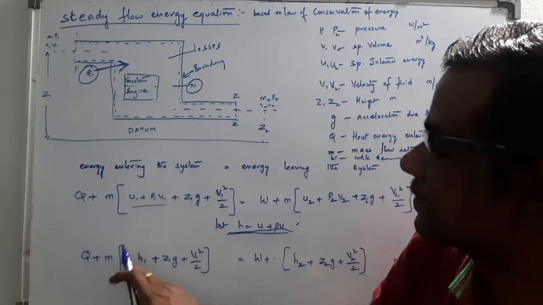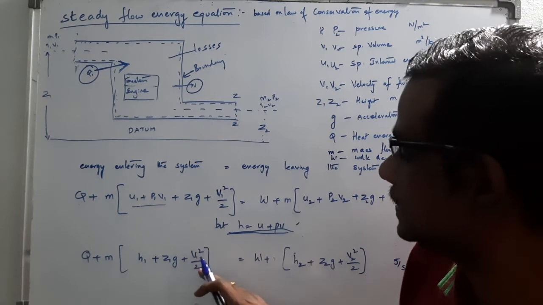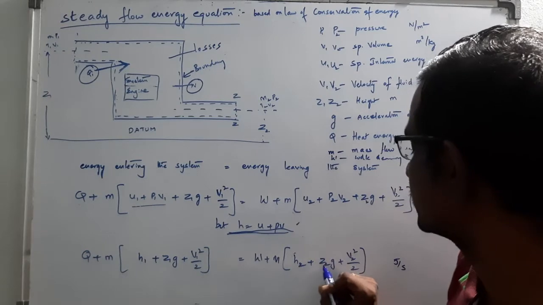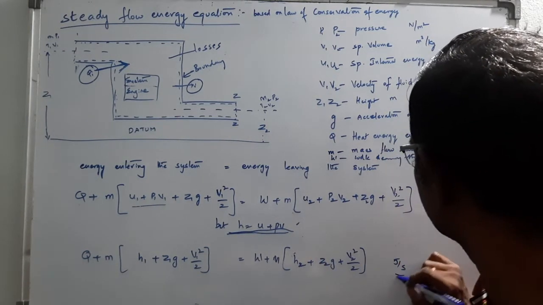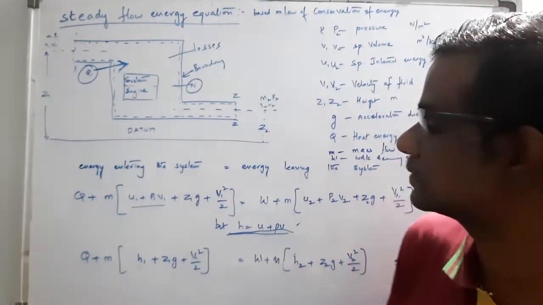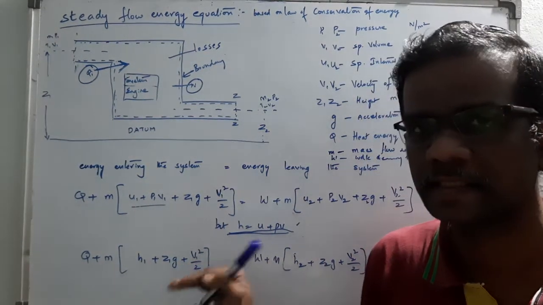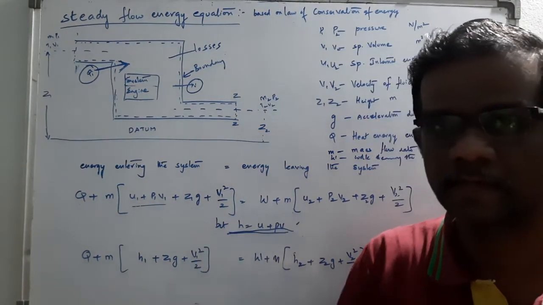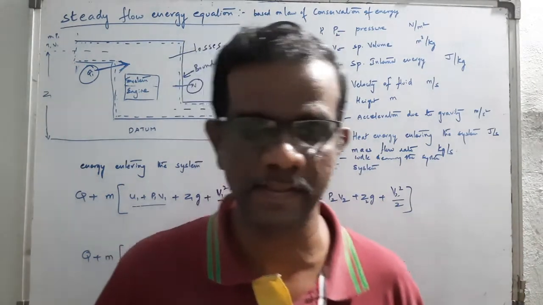So in this steady flow energy equation, this is your final equation: Q plus m times (h1 plus z1g plus v1 squared by 2) equals W plus m times (h2 plus z2g plus v2 squared by 2). Both sides have units of joules per second. Thank you. Go through this equation. In the next class, I am applying this equation for a nozzle and a compressor. How we are going to apply that, we'll see. Thank you.